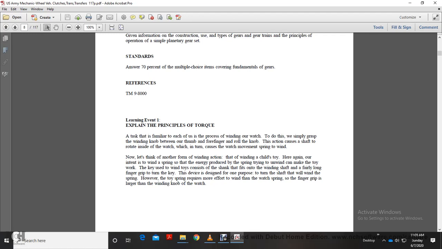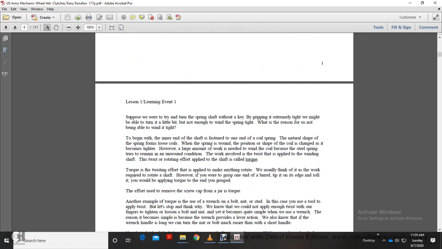Turning the shaft will wind up the spring, however the toy spring requires more effort than winding the watch spring, so the finger grip is larger than the winding knob of the watch. Suppose we try to turn the spring shaft without a key. By gripping it extremely tight, we might be able to turn it a little bit, but not enough to wind the spring tight. What is the reason we are not able to wind it tight?